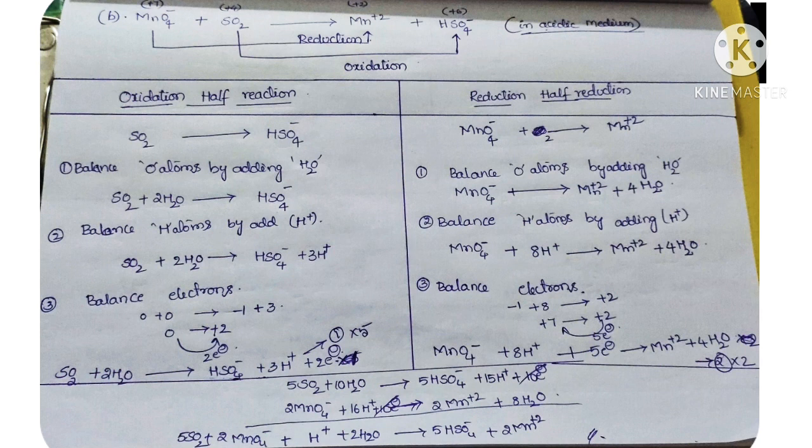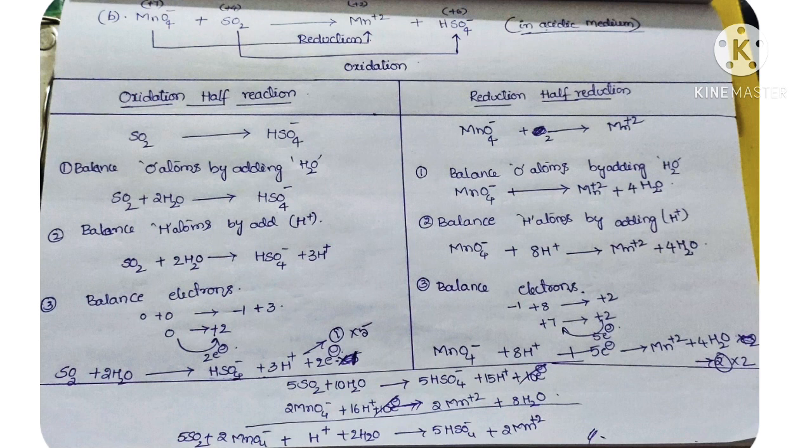And the next one, SO2 to HSO4 minus. SO2 contains 2 oxygens and HSO4 minus contains 4 oxygens. That means the number of oxygen atoms increases, so oxidation takes place. Also, the sulfur oxidation state is plus 4 and in HSO4 minus the oxidation state is plus 6. So it loses electrons, going from plus 4 to plus 6. So SO2 to HSO4 minus is an oxidation reaction.